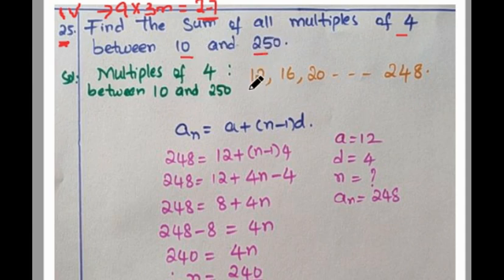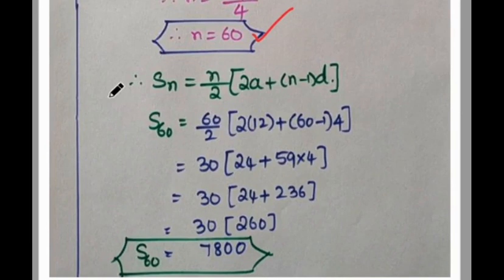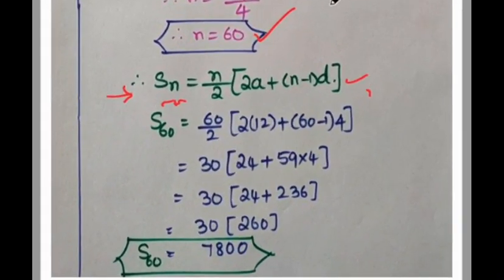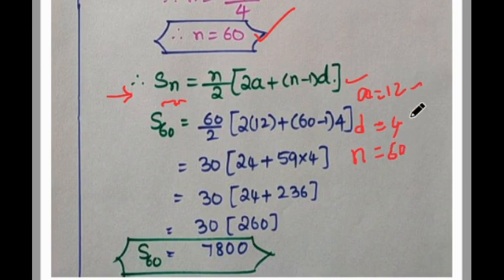Multiples of 4 between 10 and 250 are 12 to 248. So we have to find the number of terms first. The nth term formula is a plus (n minus 1) into d, and we got the number of terms as 60. Then the question asks for the sum of all multiples of 4, so we use the Sn formula, which is n by 2 into (2a plus (n minus 1) into d). In this progression, a is 12, d is 4, and n we got as 60. Replacing a, d, n in the sum to n terms formula, we get S60 as 7800.